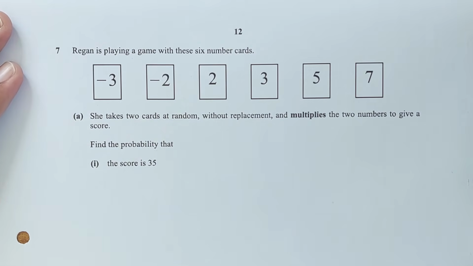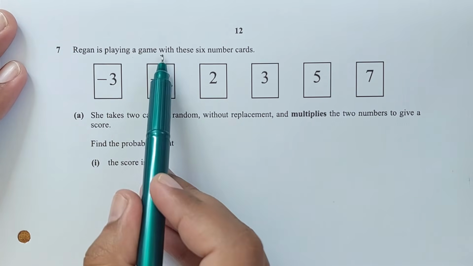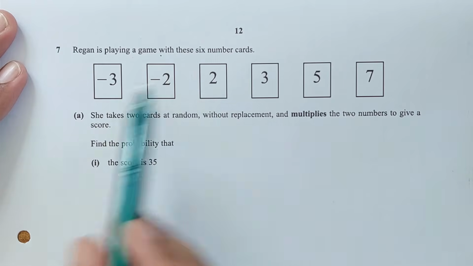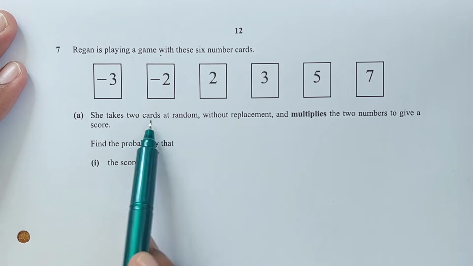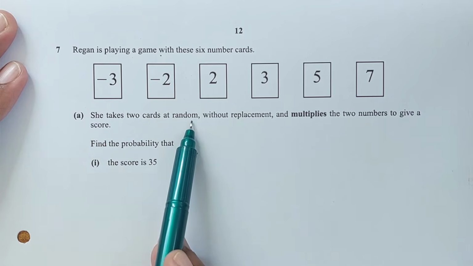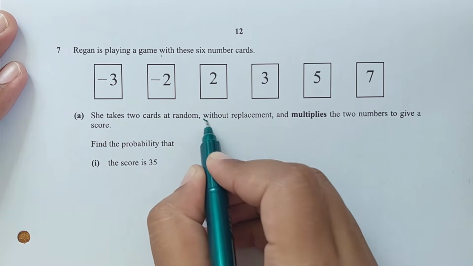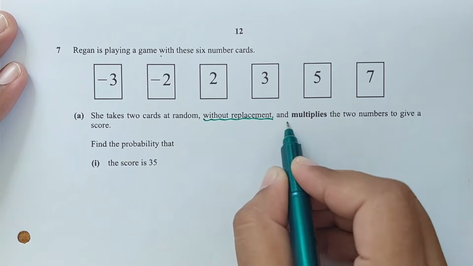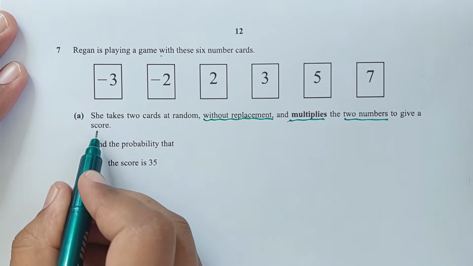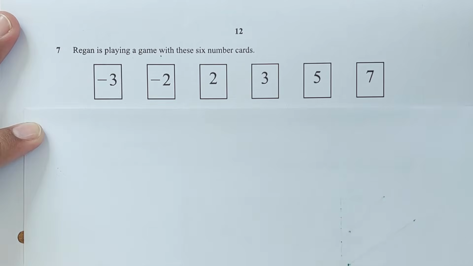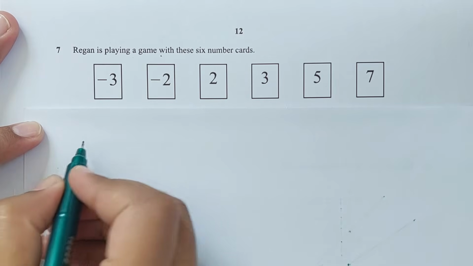Question number 7. Regan is playing a game with these 6 number cards, negative 3, negative 2, 2, 3, 5, 7. She takes 2 cards at random without replacement, without putting them back, and multiplies the 2 numbers to give a score, right? Let me make the possible outcomes.